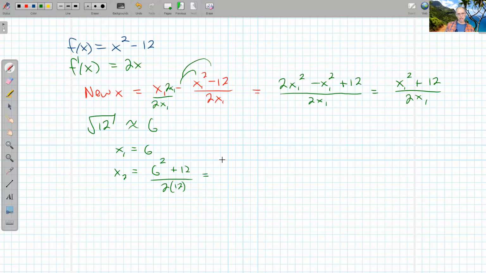All right, so let's do that. That gives us 36 plus 12, 48, divided by 2 times 12. Let's see, did I do that right? 36, 48, 2 times 12 is 24. That does not look right. Do I have an error here?